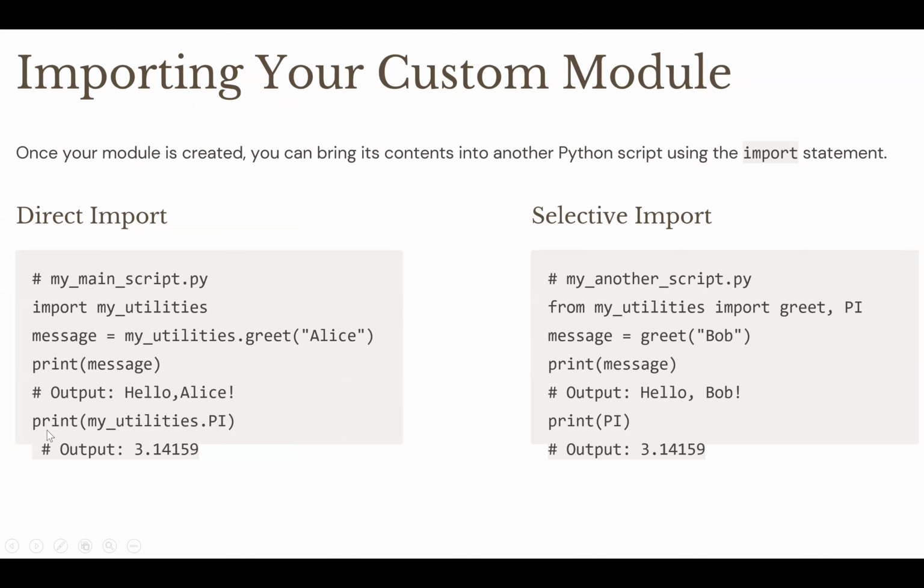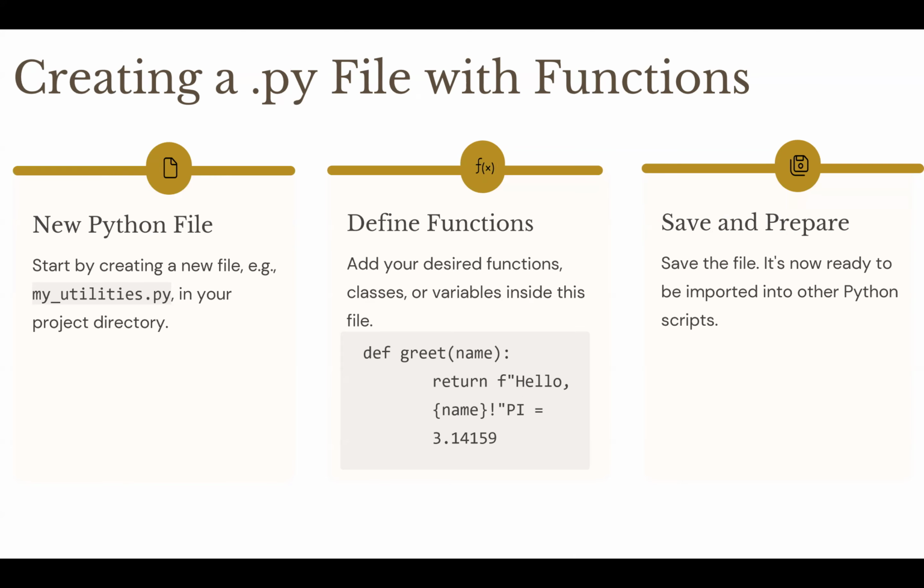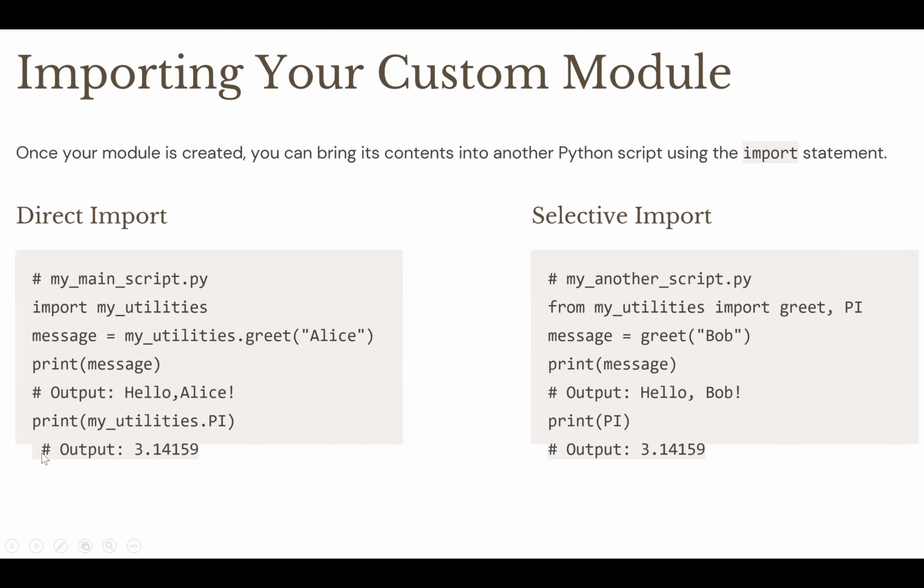Then next, one more value we have added here, that is pi is equal to 3.14159. If you want to print that value, then use print my utilities, because pi is a part of my utilities, so you have to use the dot operator here. So my utilities dot pi. Then what is the output? The pi value will be displayed.